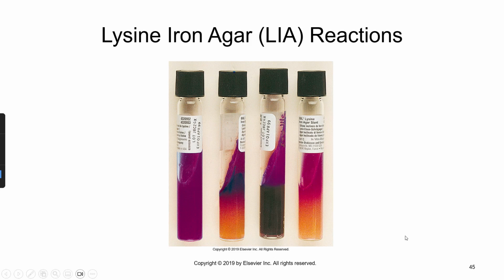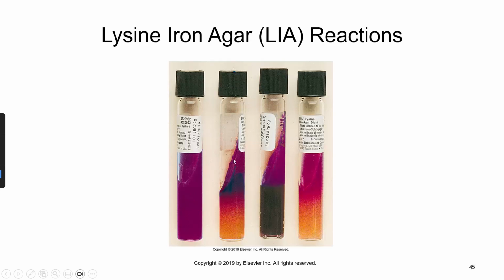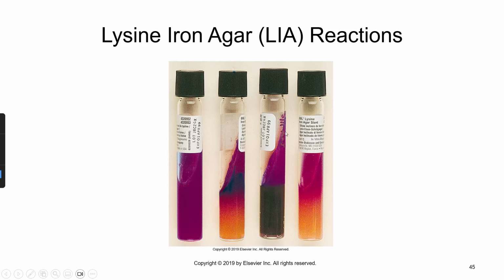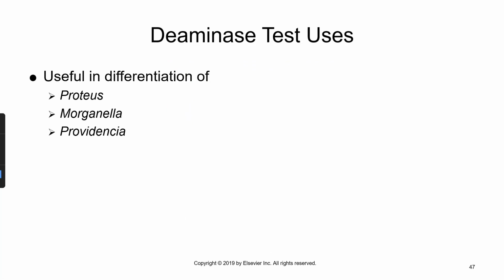So here you can see various results of these slants. So it can either be all purple, and up here, that means decarboxylation. It can be part purple and part yellow with that black color. Black means it's H2S positive, and it would be deamination. So red on the top, yellow on the bottom. Here you can see red on the top and all black on the bottom, so this would be kind of similar to that one. And here you can see just the deamination happening, red top, yellow on the bottom. This is useful in the differentiation of Proteus, Morganella, and Providencia.